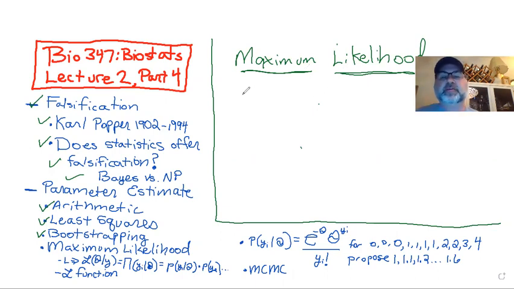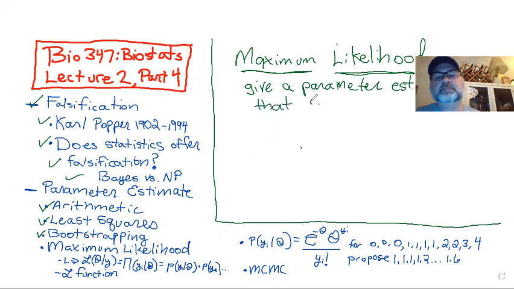So maximum likelihood is a method that gives a parameter estimate that is most likely. Okay. And then it's important to know that likely means fit. And by fit, I don't mean do a lot of push-ups. All right.